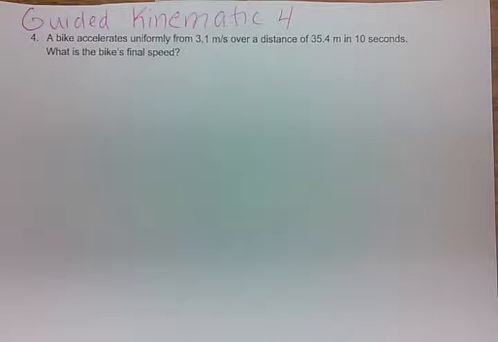I'm calling this guided kinematic 4. A bike accelerates uniformly from 3.1 meters per second over a distance of 35.4 meters in 10 seconds. What is the bike's final speed? So let's visualize the problem.